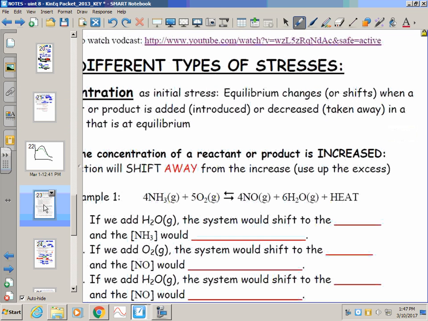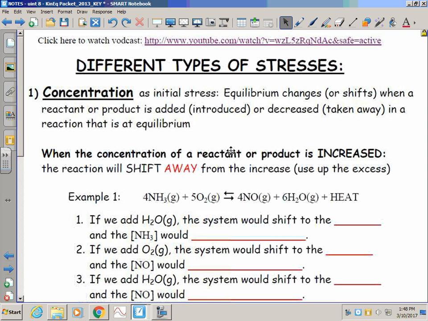Now, that being said, we can start talking about each specific stress and how the system will respond to undo that stress. So again, we have a closed system at equilibrium, and the first stress that we'll talk about is concentration. In order to make concentration a stress, we have to increase or decrease one of the reactant or product concentrations. That's how it becomes a stress, to either add or take away from a species on the right or the left of an equation.